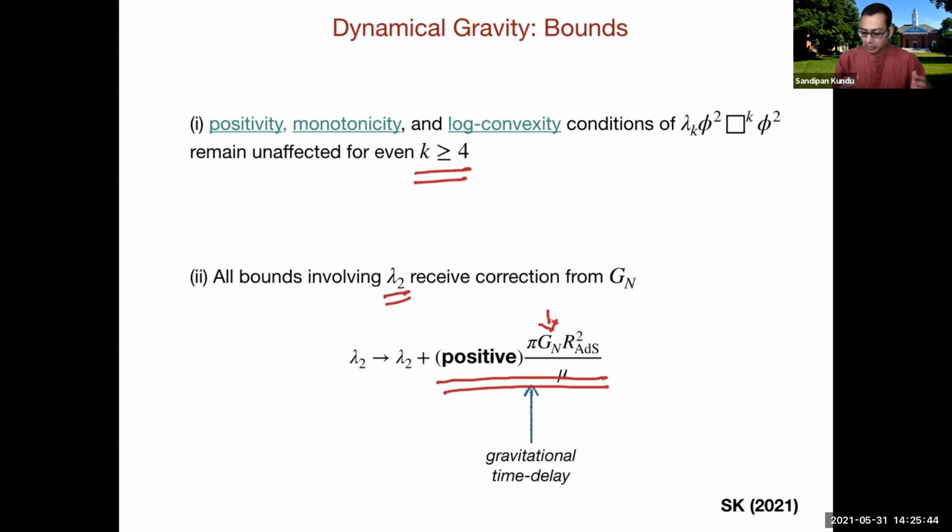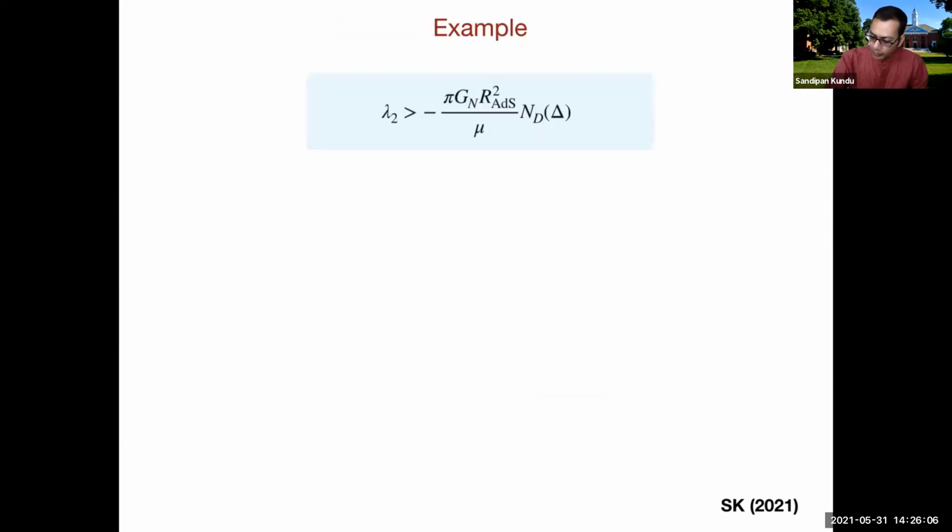So to summarize, whenever you include gravity, things like lambda 4, lambda 6, lambda 8, all the bounds remain the same for all these coupling constants. But whenever you have lambda 2, there is a shift, because of which bounds involving lambda 2 are now different. For example, without dynamical gravity, we had the bound that lambda 2 has to be positive. Because of this shift, now lambda 2 can be negative. So the strict positivity condition of lambda 2 is no longer there when G Newton is finite.